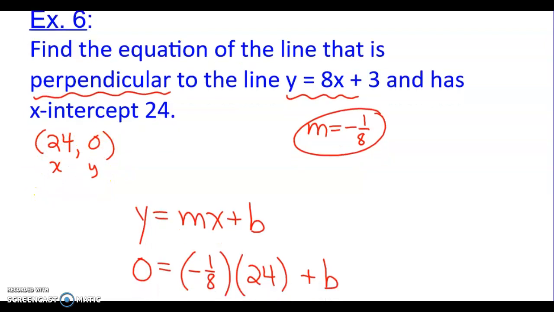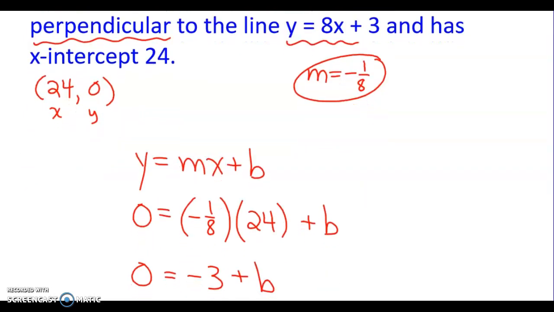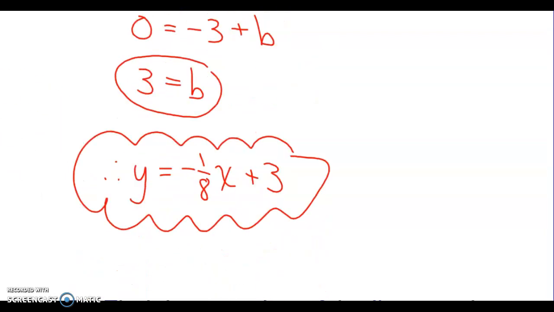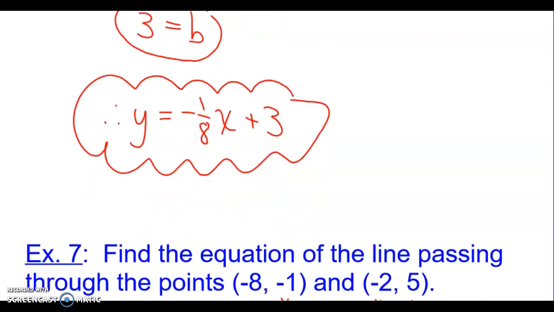Now I'm going to plug in all these pieces of information into my slope-intercept form, y equals mx plus b. m is the slope, negative 1 over 8. x is 24. y is 0, and I will solve for b. So 0 equals negative 3 plus b. Move the negative 3 over. 3 equals b. Now put this information in with my slope of negative 1 over 8, and we have y equals negative 1 over 8x plus 3.